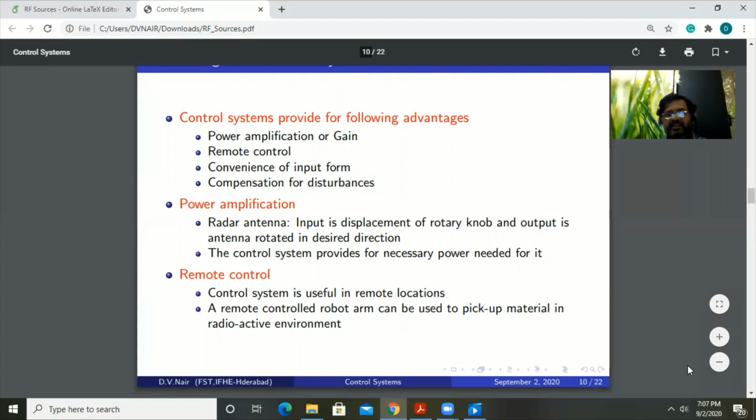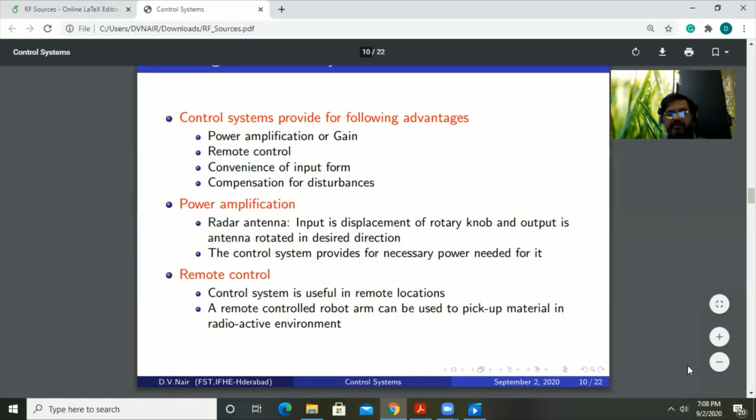Now, in the case of radar antennas, we already saw how power amplification is needed to move huge antennas to point in the desired direction. That power is provided by the control system that is built around it. We really don't bring so many people to the scene to move the antenna, but we simply move a small knob, a command in the control room, and that sets in sequence the actions which allow the antenna to be set pointing in the desired direction. So power amplification is provided by the control system, which is very important to be built into any control system.